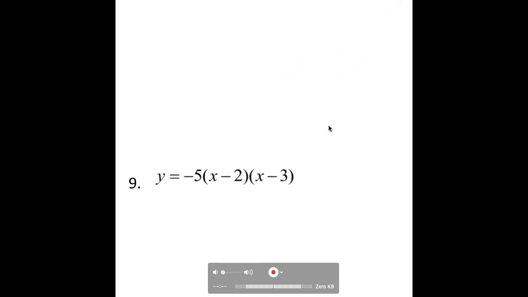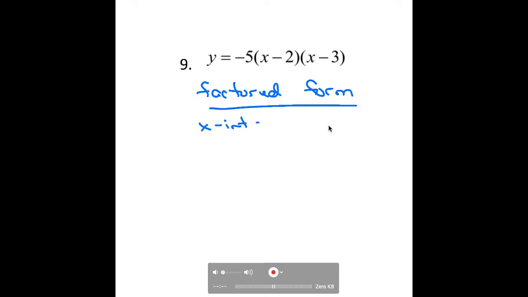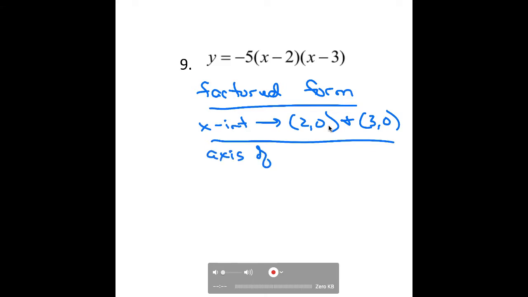Okay, last but not least for these, 9. And that's rows 5 and 6. What form is this? Factor form. Good. Factor. I get the x-intercepts 2, 0 and 3, 0. And then the axis of symmetry. So you find the average, you do 3 plus 2 over 2. Boom. 5 halves, or 2 1/2.